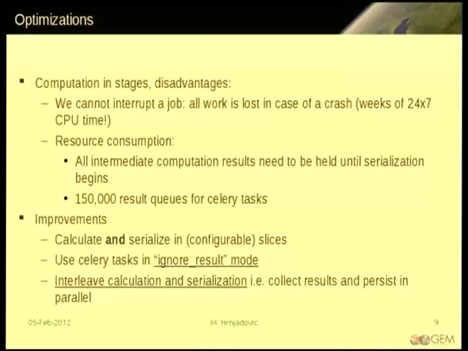The next step was to say, okay, how can we optimize things? Now we're running, now we're in business, but this is not as optimal as you would like it to be. So the first thing that we realized was wrong is this computation in stages approach. You have 150,000 points, you compute them, and you have to wait.